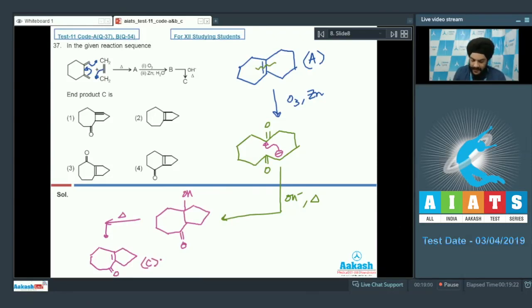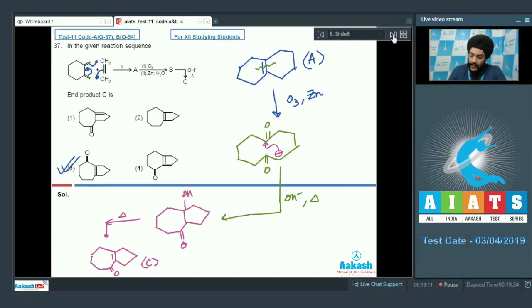And if we look at the options which are given to us, we can clearly see that we have to select the third option as the correct answer to this question. Let us look at the next question.